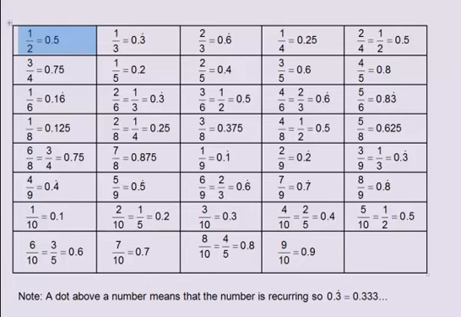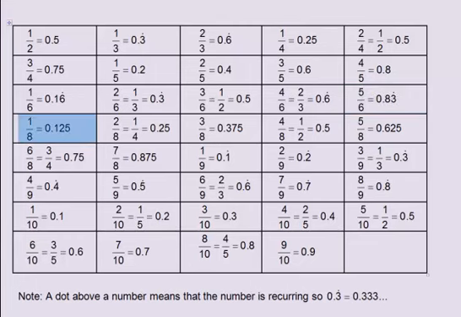1/2 equals 0.5. 1/3 equals 0.3 recurring. 2/3 equals 0.6 recurring. 1/4 equals 0.25. 2/4 equals 1/2 equals 0.5. 3/4 equals 0.75. 1/5 equals 0.2. 2/5 equals 0.4. 3/5 equals 0.6. 4/5 equals 0.8. 1/6 equals 0.16 recurring. 2/6 equals 1/3, which equals 0.3 recurring. 3/6 equals 1/2, which equals 0.5. 4/6 equals 2/3, which equals 0.6 recurring. 5/6 equals 0.83 recurring.